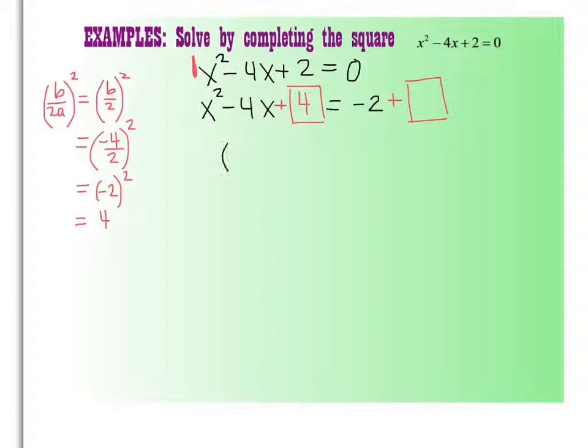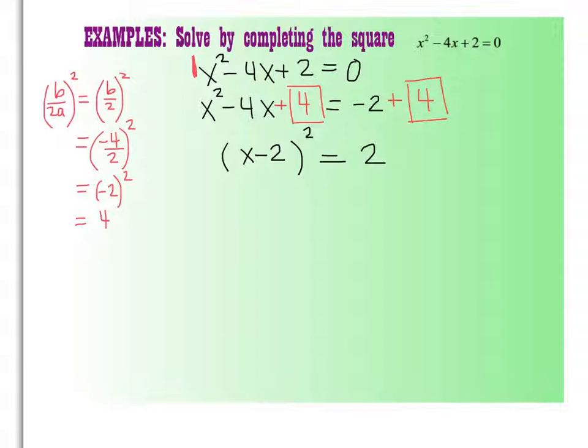If I add 4 on this side, that completes the square on the left-hand side. What that means is the left-hand side of the equation will be a binomial squared. If you think about factoring this left-hand side, it would be x minus 2 times x minus 2. So that's the whole purpose of doing this b over 2 squared. It completes the square. Now, because it's an equation, you have to keep it balanced. So whatever you do to one side, you have to do to the other. If I add 4 to the left-hand side, I have to add 4 to the right-hand side.